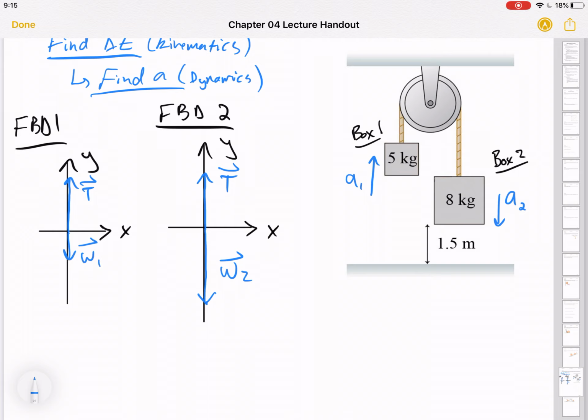Generally, when we work a problem with two objects, it opens up the possibility of 4 different equations, right? We can apply Newton's second law in the x and y direction for both objects. In this case, though, the x direction is kind of boring. So I'm still only going to get 2 equations, but they're going to come from 2 different objects. So let's apply Newton's second law to both of these objects.